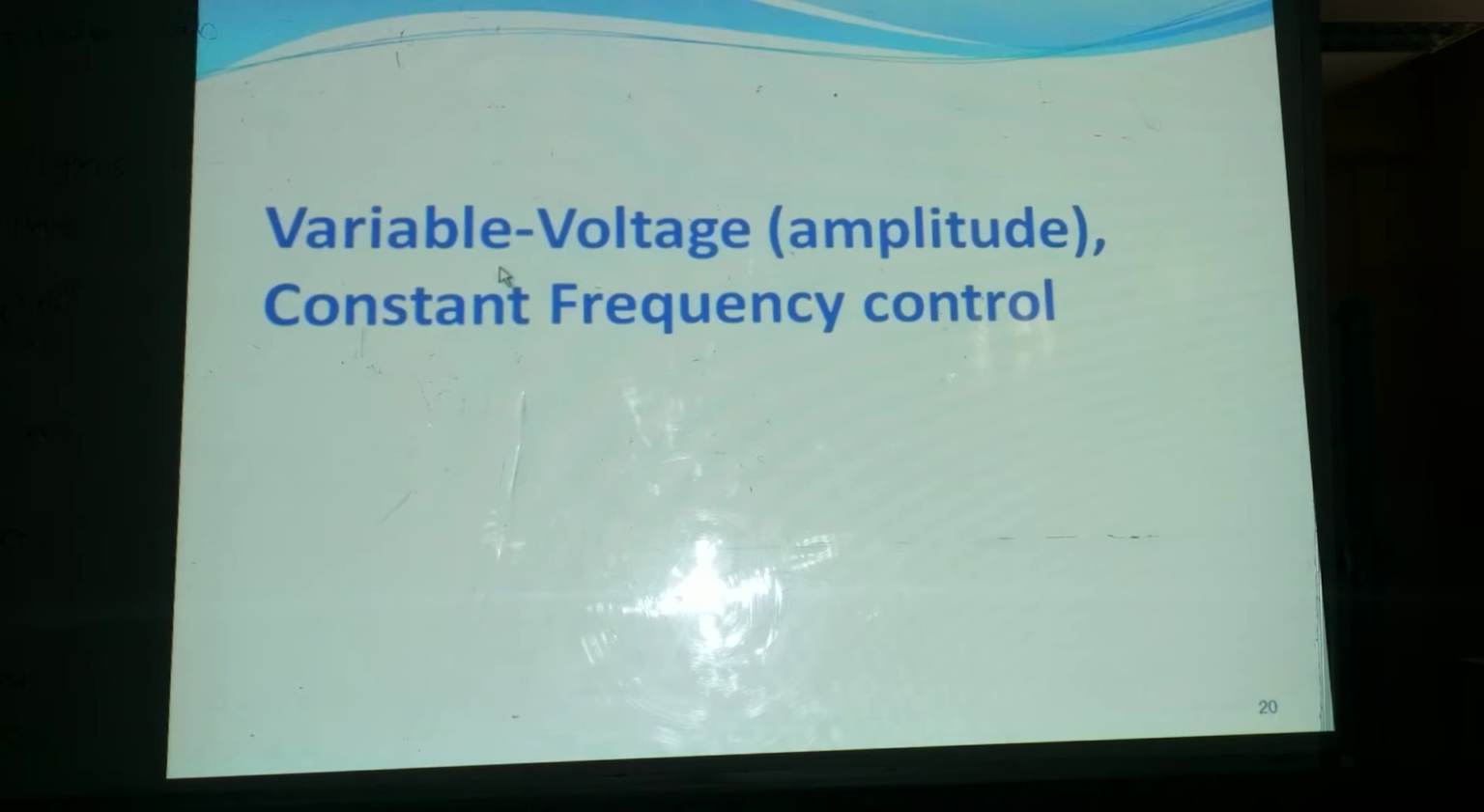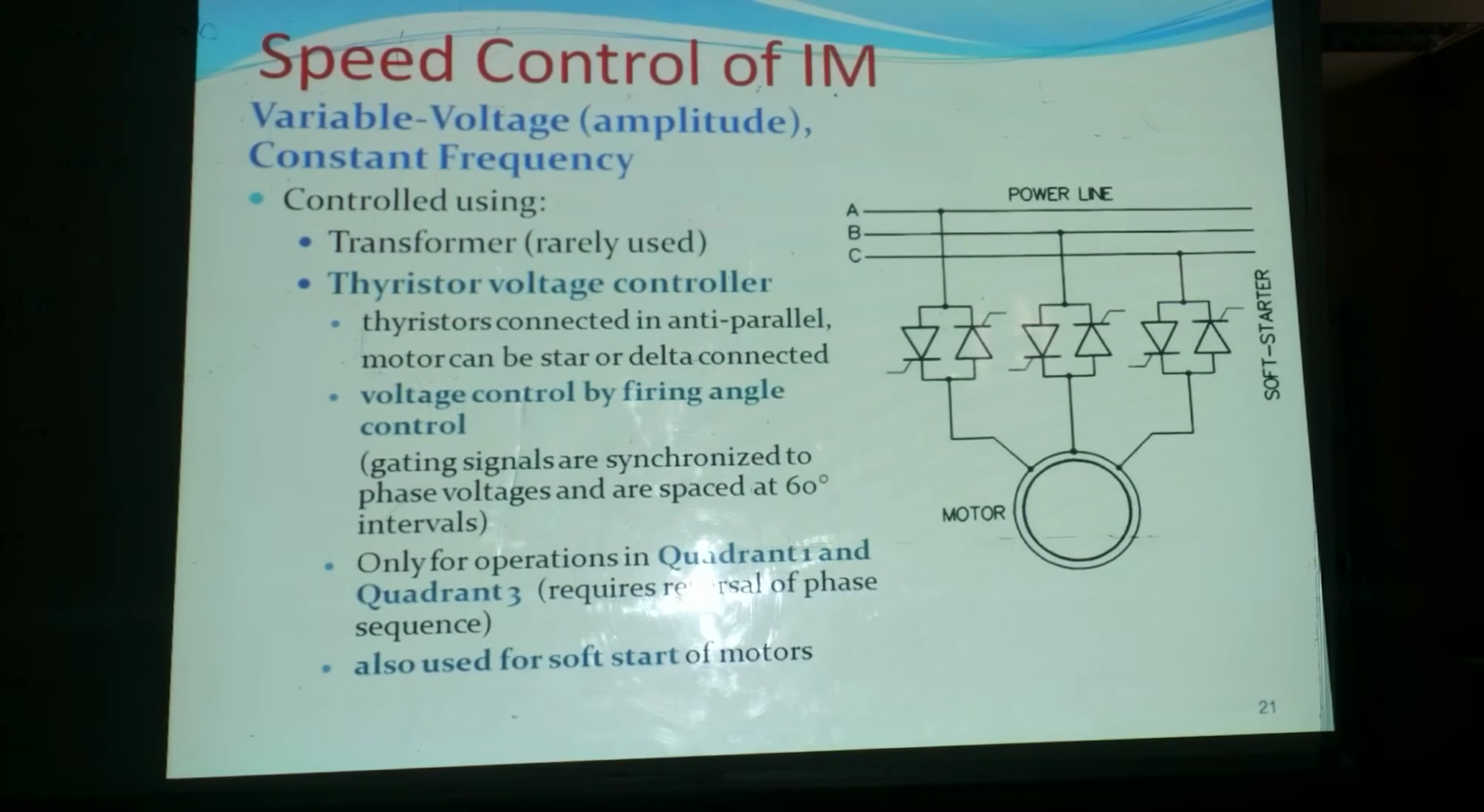Now first we will see variable voltage, constant frequency control. Frequency is constant, but we will vary the amplitude of the supply voltage. We can achieve this variable voltage, constant frequency by using AC voltage regulators, nothing but AC voltage controllers. Transformers also we can use, but rarely.